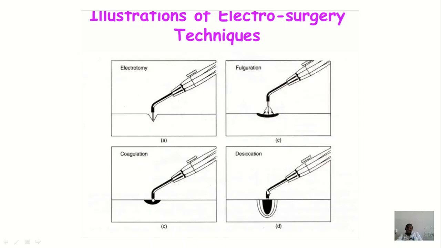The needle electrode is pushed into the tissue, and heat is generated around the electrode. So the color of the tissue changes, and at that particular point the tissue is destroyed. This is called desiccation. So these are the techniques: electrotomy, that is cutting, coagulation, fulguration, and desiccation.